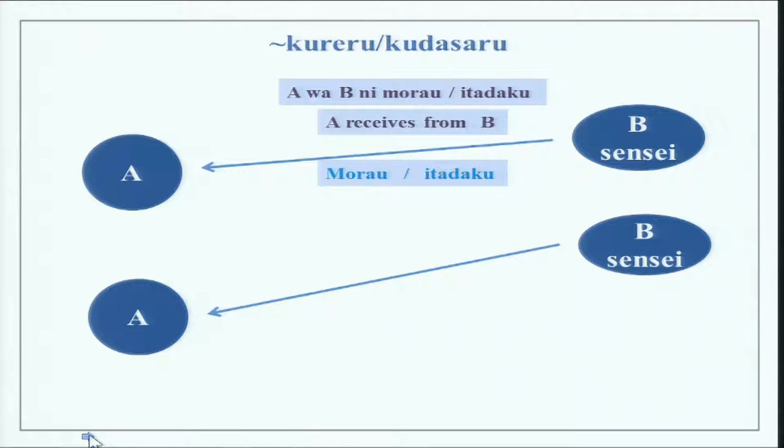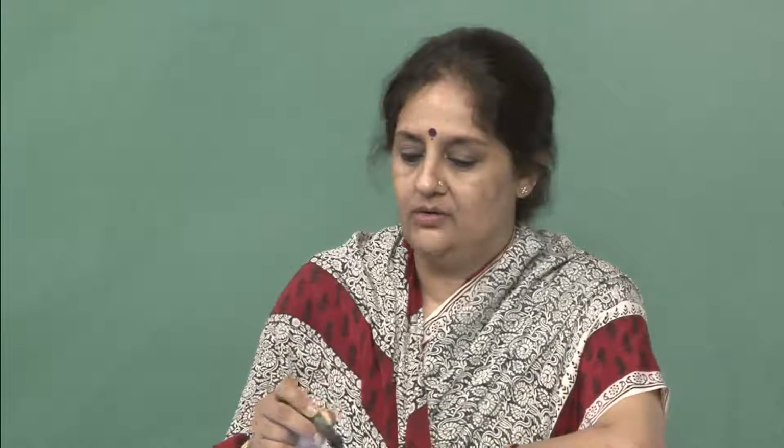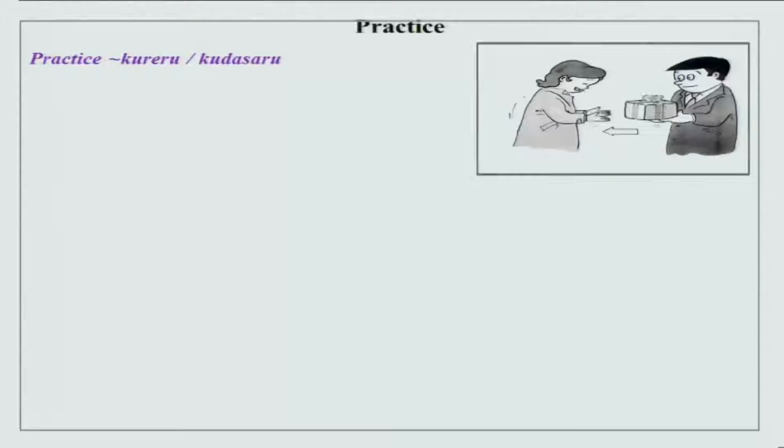And what is it? B gives something to A, and it is kureru or kudasaru. B wa A ni kureru or kudasaru. B gives to A. So, please remember, with kureru and kudasaru, it is always someone senior, older, giving something to someone junior. Now, you can practice kureru and kudasaru.